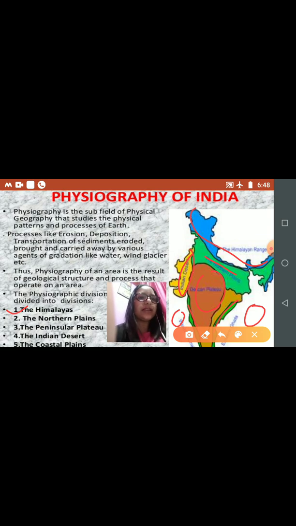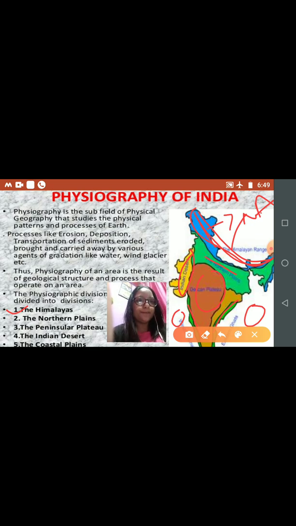The first one, the northern mountains. This is the region of towering young fold mountains that stretches in a wide sweeping arc across north and northeastern India, from here to here, effectively isolating the country from the rest of Asia. It is a very important physical feature. It plays a very important role as a boundary, and it has a climatic influence also.